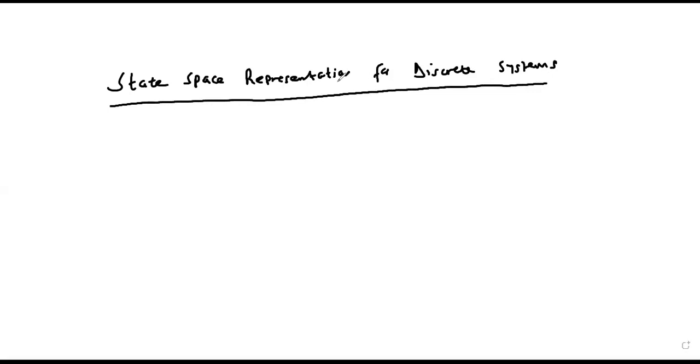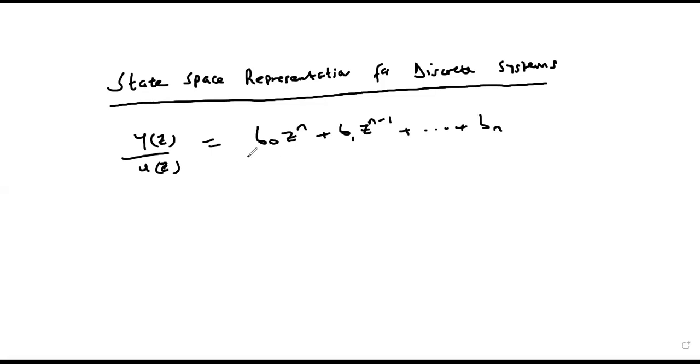Now, given the pulse transfer function of a discrete time system defined by Y(z)/U(z), which is a polynomial in z over a polynomial in z, defined by b0 z^n plus b1 z^(n-1) plus all the way up to bn, divided by a polynomial in z defined by z^n plus a1 z^(n-1) plus all the way up to an, where b0 to bn and a1 to an are the coefficients of the polynomial in z in the numerator and the denominator respectively.